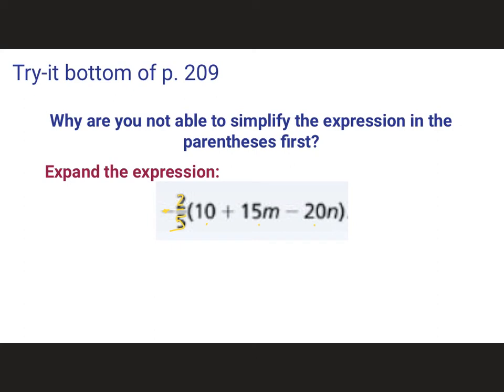So to expand, I'm going to multiply the number on the outside by the 10, negative 2/5 times 15m, negative 2/5 times 20n. And if you want, you can change subtract to add and this number to a negative. So now you have negative 20n. So I'm going to do negative 2/5 times 10, plus negative 2/5 times 15m, and negative 2/5 times 20n. So go ahead and do that and see what you get.